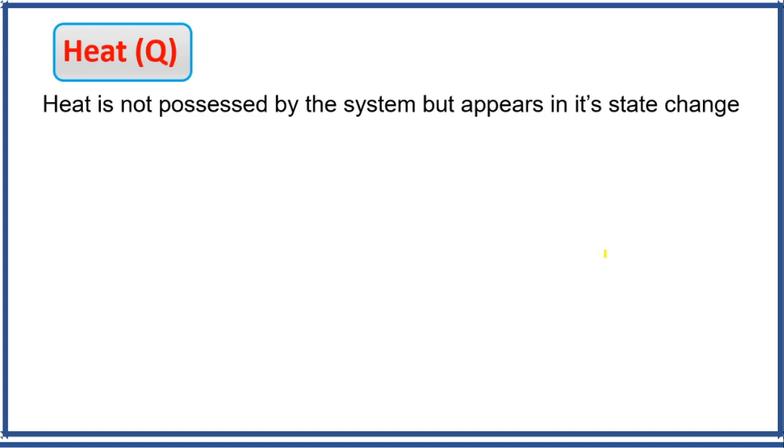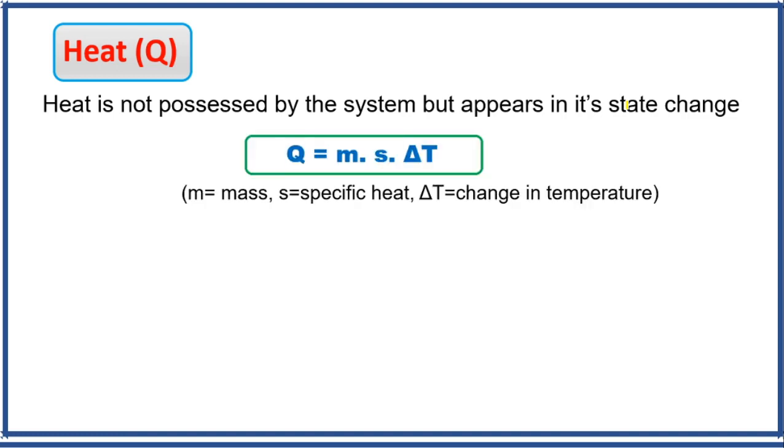Then we will go to the concept called heat. Heat, as we discussed, is a path function and it is not possessed by the system. That means the system will not have a particular value of heat, but whenever the system undergoes change, it will release or absorb heat, that means energy in the form of heat. It is not possessed by the system but appears when the system undergoes change.